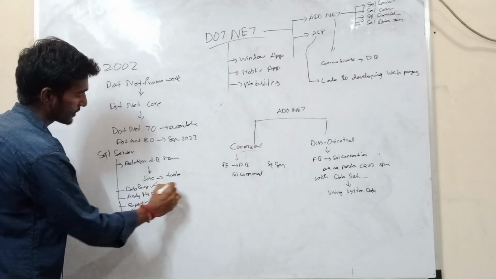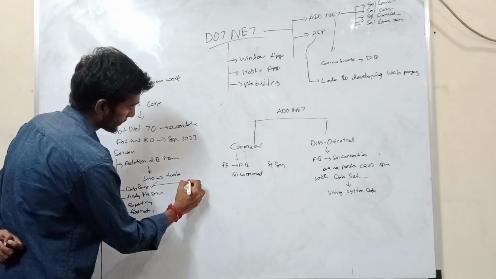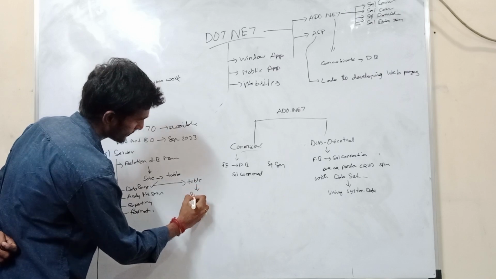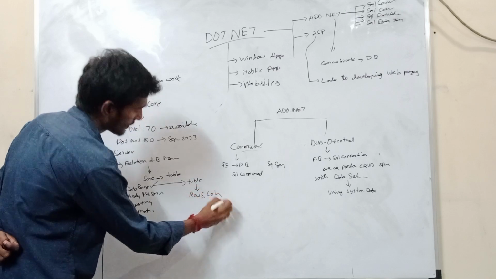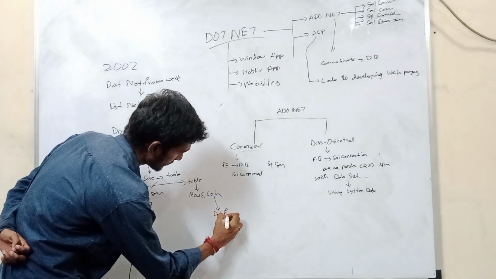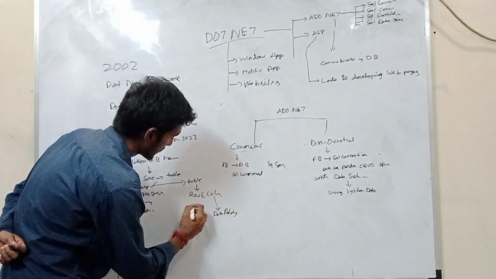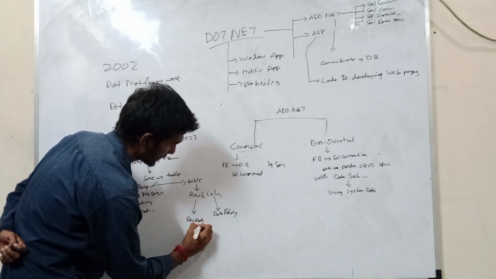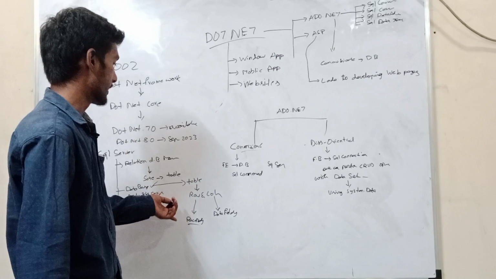With the help of the database, we store the data by means of tables. In tables we have rows and columns. Columns are nothing but data fields. Rows mean records. Whatever data we need, we can include in that.